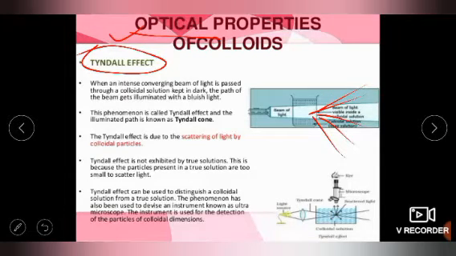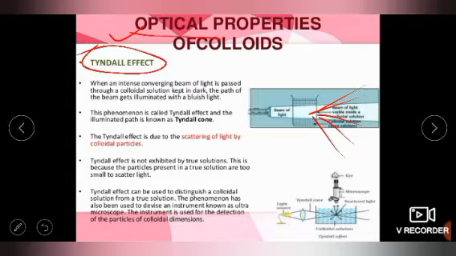When an intense converging beam of light is passed through a colloidal solution kept in the dark, the path of the beam gets illuminated with a bluish light. This phenomenon is called the Tyndall effect, and the illuminated path is known as Tyndall's cone. The Tyndall effect is due to scattering of light by colloidal particles. The Tyndall effect is not exhibited by true solutions.